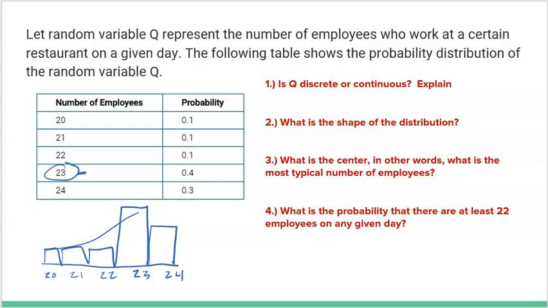What is the probability that there are at least 22 employees on any given day? So we're trying to find the probability that Q is greater than or equal to 22. At least 22 means 22 or more. So here we're just going to add up the values that are 22 or more. That's going to be 80% or 0.80. So that's pretty easy to find.